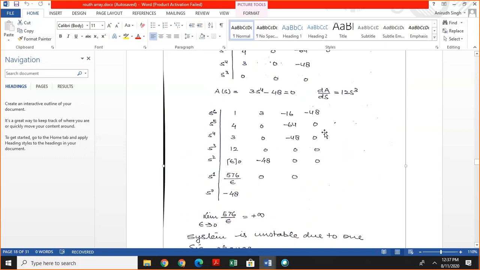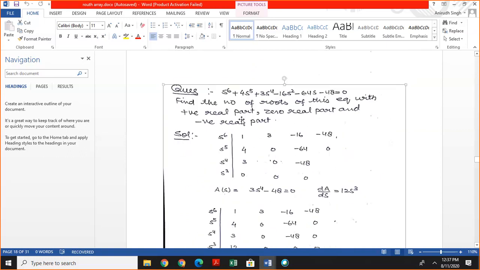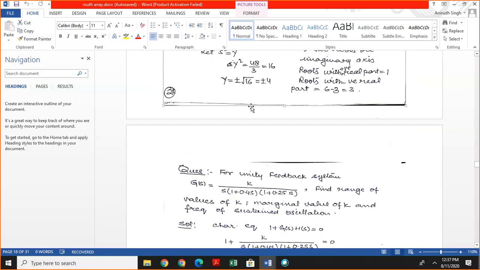Total how many roots? There are 6 roots of this characteristic equation. Two roots are on the imaginary axis, one root has a real positive part, which means that root is in the right half, and the remaining roots with negative real part are 6 minus 3, which is 3.